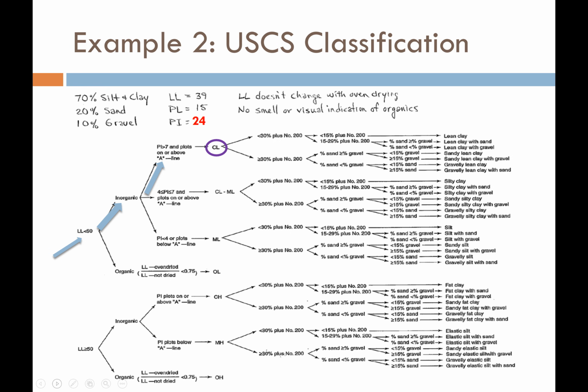Okay, so here's where things get tricky. Do I have less than 30% plus number 200? Remember what we said before? This is, do I have less than 30% retained on the 200 sieve, or more than 30% retained on the 200 sieve? Well, remember, everything retained on the 200 sieve are all of my coarse-grained soils, my sands and my gravels. So I have 20% sand, 10% gravel, so 30% is retained on the 200 sieve. So man, we're right on that border, aren't we? But we do have 30%, so that's where we're going.